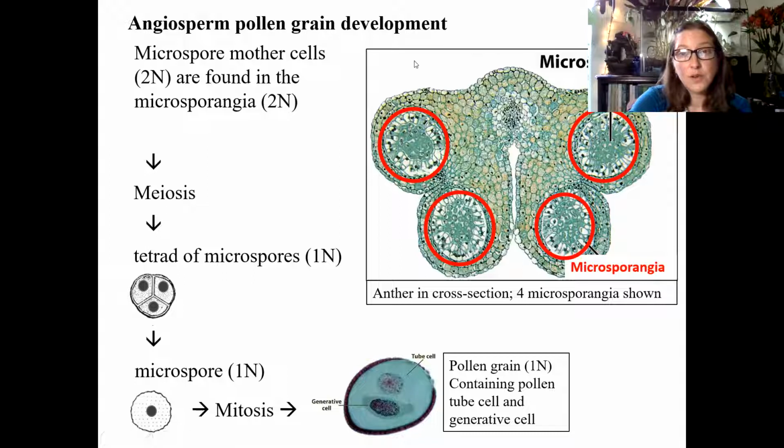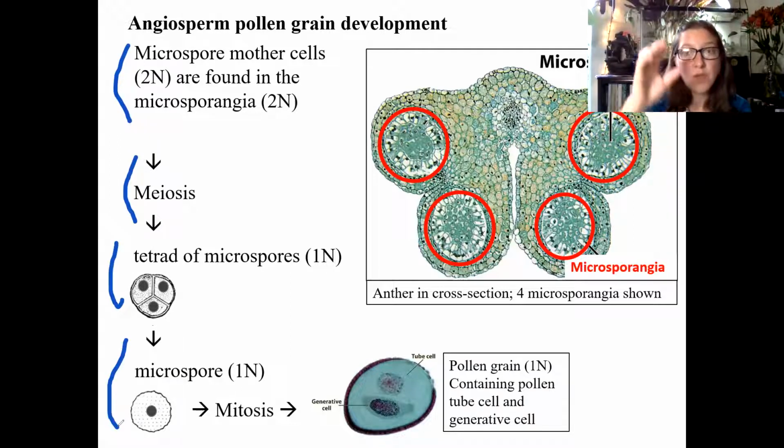So we've covered this in other plants we've encountered. This is the same exact process, right? You have microspore mother cells inside of a sporangia. They undergo meiosis to make a tetrad of spores, all of which are haploid. And then we talk about just one of those haploid spores. We've gone through that process several times.